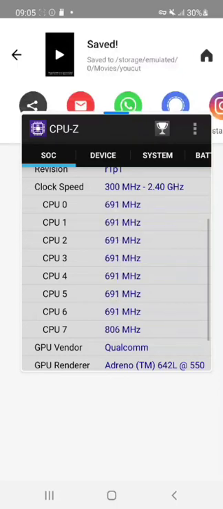This is not good. So right now it's 691 megahertz. That's not what I said. I set it to be at 1.2 gigahertz idling, and it goes down to 691. Like I said, it's fake firmware. This is what it does. It's not very good, guys.